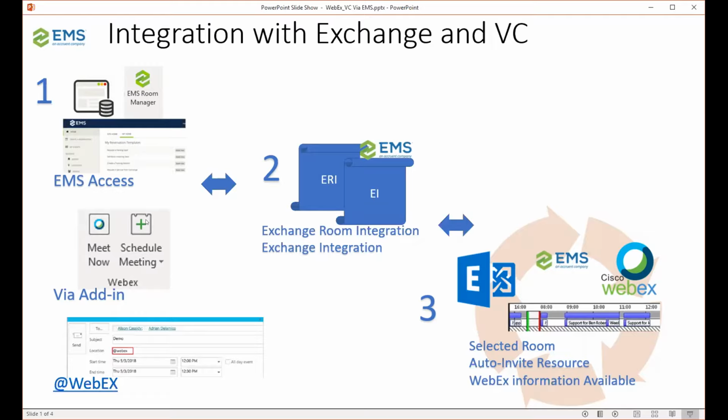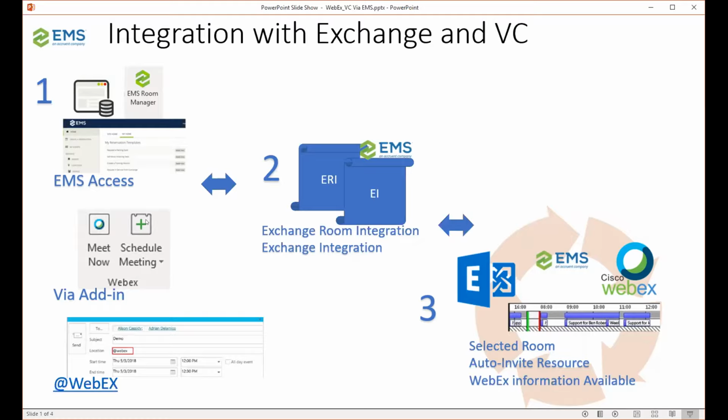In this slide, you'll notice that step 2, or the second area of this slide, indicates the room integration components that EMS will use in order to communicate back and forth. ERI, or Exchange Room Integration, is the process by which we will silently invite the resource mailbox from Exchange when a room that qualifies for that piece of equipment is invited. For example, if you have a WebEx device in conference room A, when a user selects conference room A during the reservation process, we will silently invite that room equipment mailbox in Exchange as well.